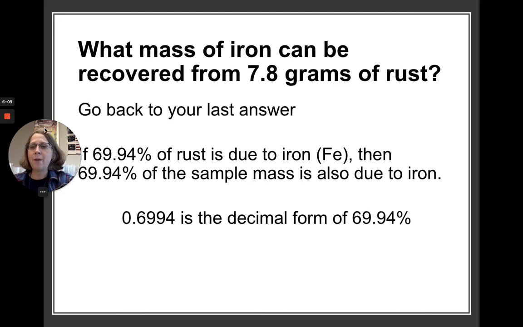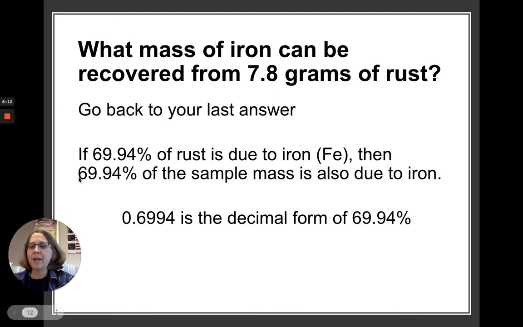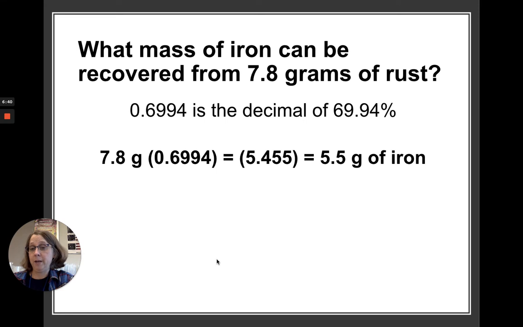So let's go back to our last answer. We found out that if 69.94% of iron 3 oxide is due to iron, then 69.94% of any sample of iron 3 oxide, of any sample of rust, is going to be due to the iron. So how do we figure out 69.94% of anything? Well, remember, the decimal form of 69.94 is just 0.6994. So you just multiply, okay?